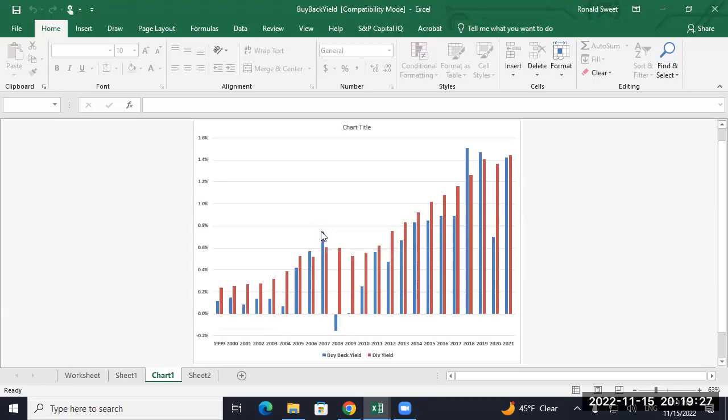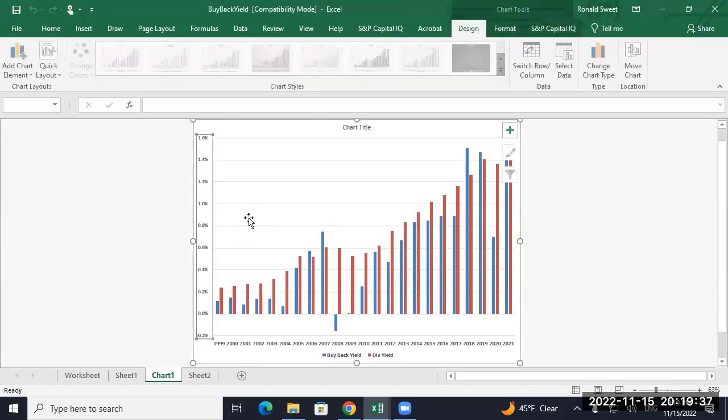Actually got above the dividend yield. 2008 went negative. There was more stock issuance. Then it started building again, much more volatile than dividends. Got up, that's 0.8 right there.